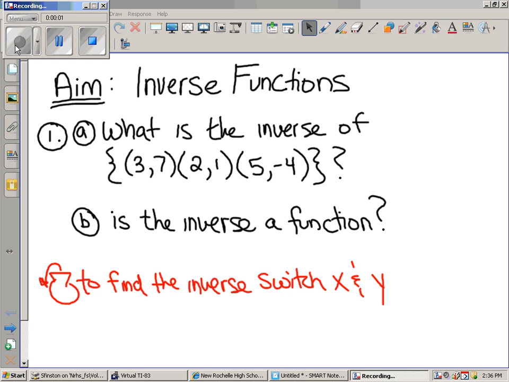So today we're talking about inverse functions. Inverse functions are real easy. At the very core, you know what the inverse is? The inverse is just what happens when you switch the x and the y from the original.